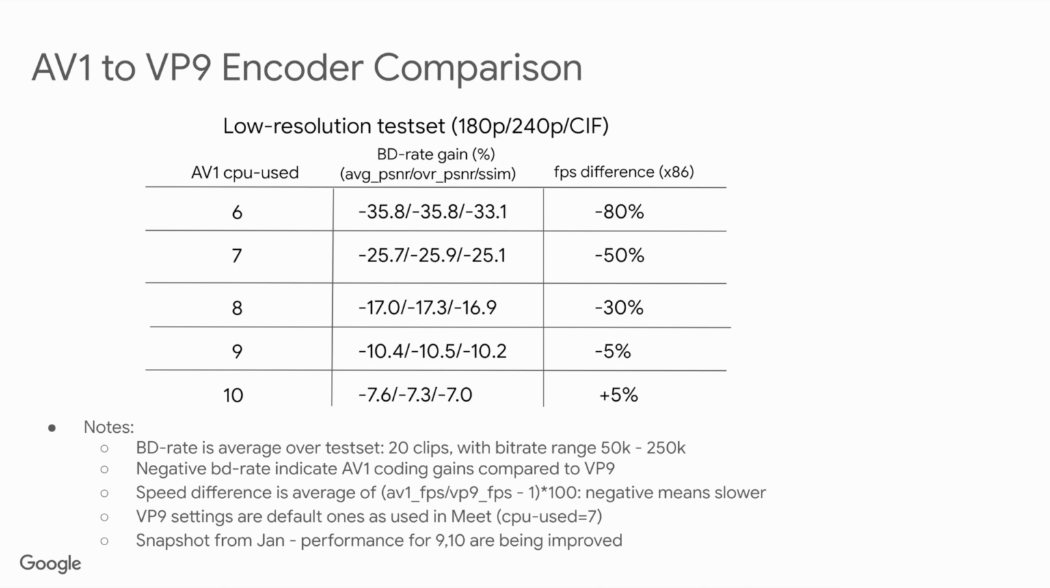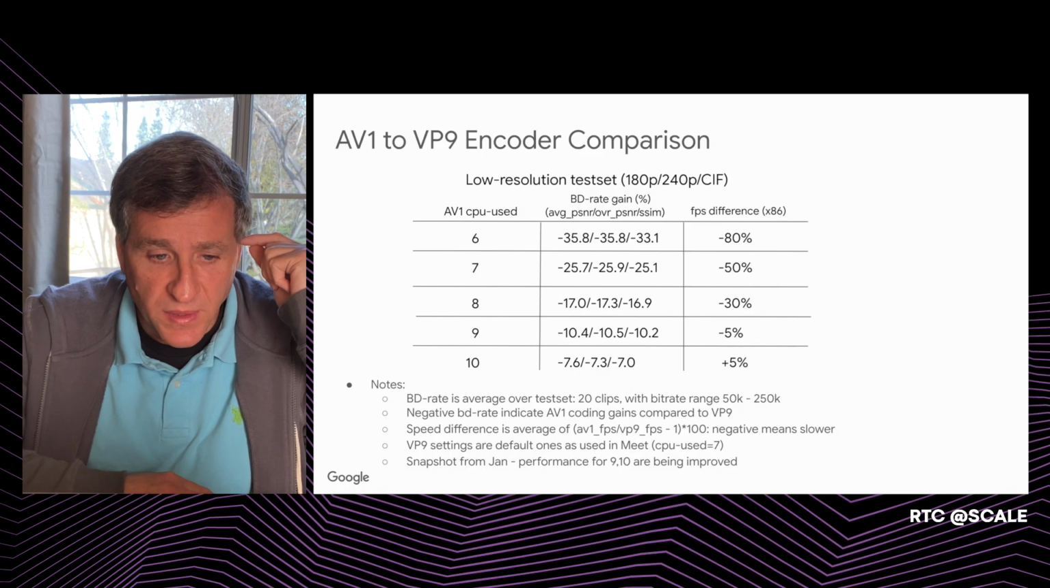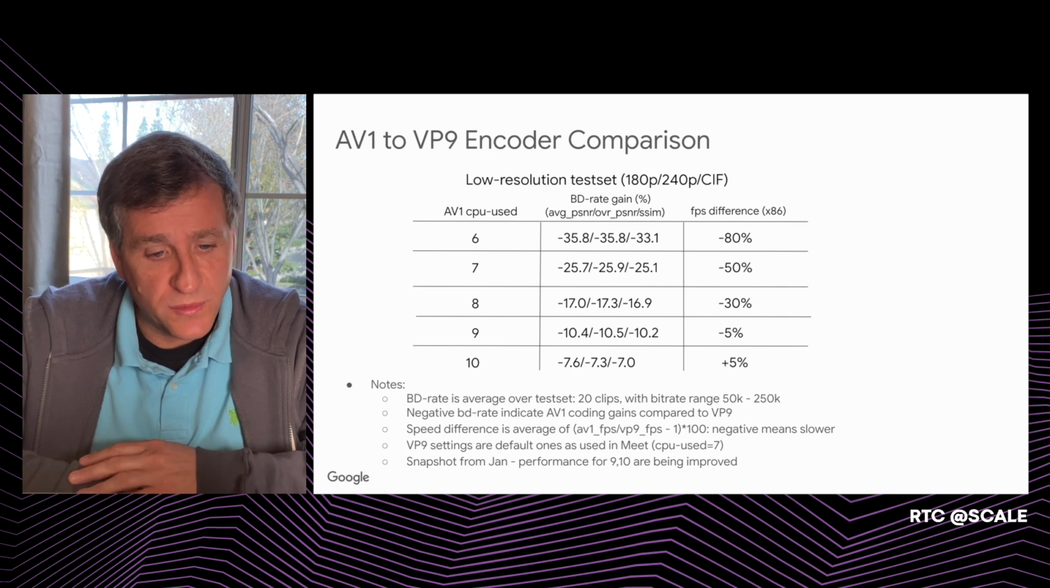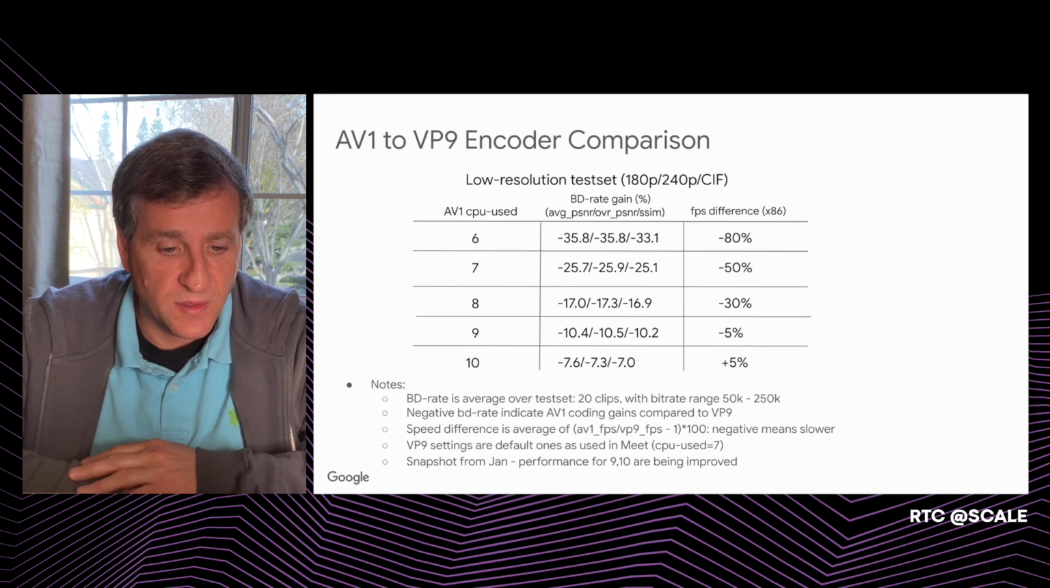So this table shows the low resolution, resolutions like 240p, 180p in SIF. And it shows the average BD rate gain and the speed difference, or the encoder FPS difference, compared to VP9 for speeds 6 to 10. So as you can see, the BD rate gains are larger at the lower speeds, but it's slower, and at the higher speeds, the BD rate gains are smaller, but the encoder is much faster. For example, at speed 9, we can get close to 10% better BD rate, but we're only about 5% slower than the VP9 setting used in Meet. So again, as I mentioned, speed 9 and 10 are currently being improved. We're targeting probably at least another 10% speed up in the next quarter.